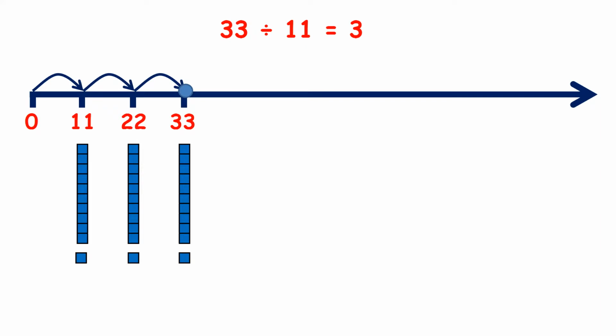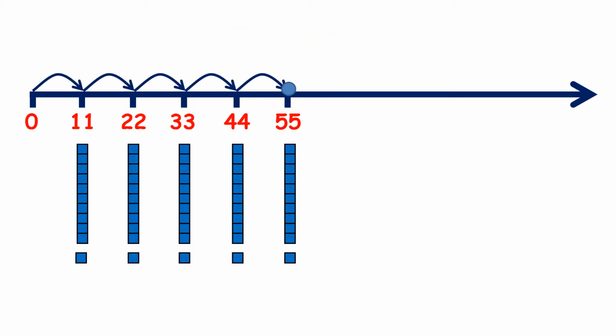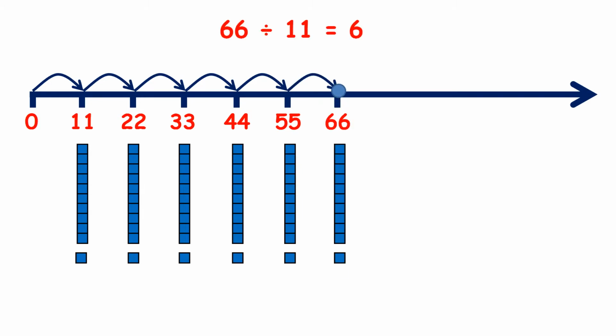33 divided by 11 is 3. So if we have 33 blocks, we can make 3 groups of 11. 44 divided by 11 is 4. 55 divided by 11 is 5. 66 divided by 11 is 6.